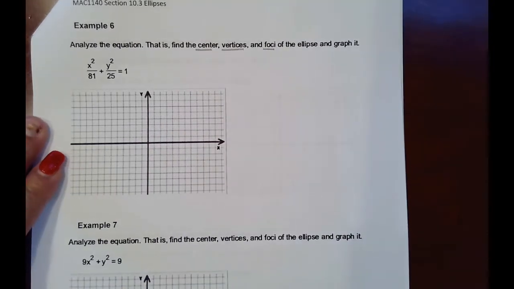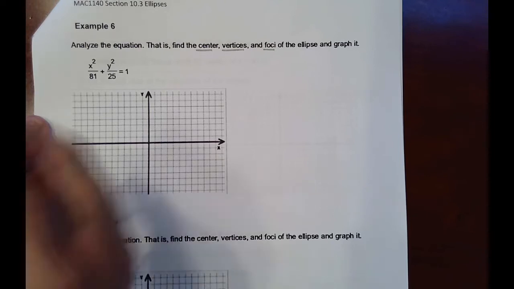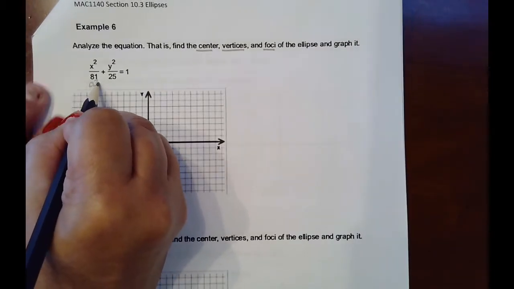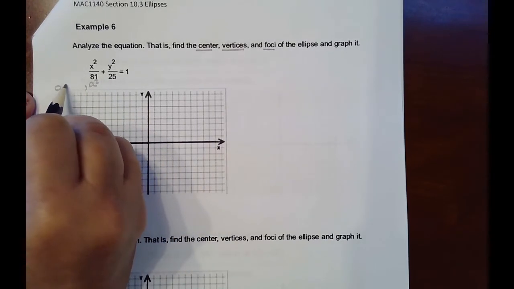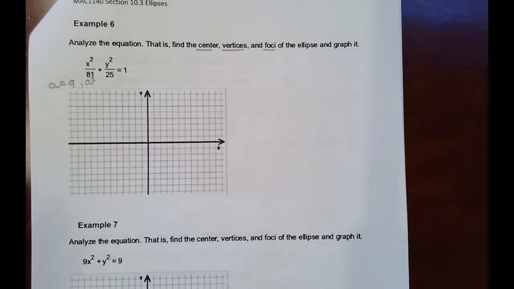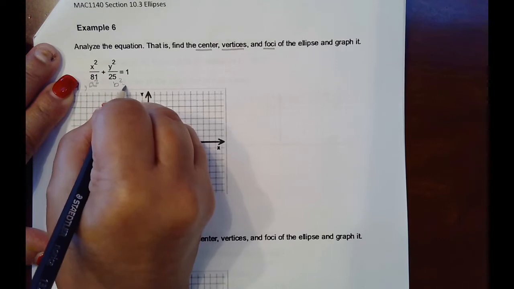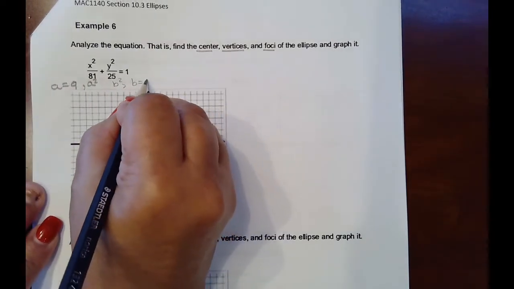Okay, let's start by looking at the a squared and the b squared value, which gives us a and b. Okay, this has to be a squared. It's always the bigger one, bigger denominator. And if a squared is 81, that means a is equal to 9. This would be the b squared value, the smaller denominator, and therefore b is equal to 5.